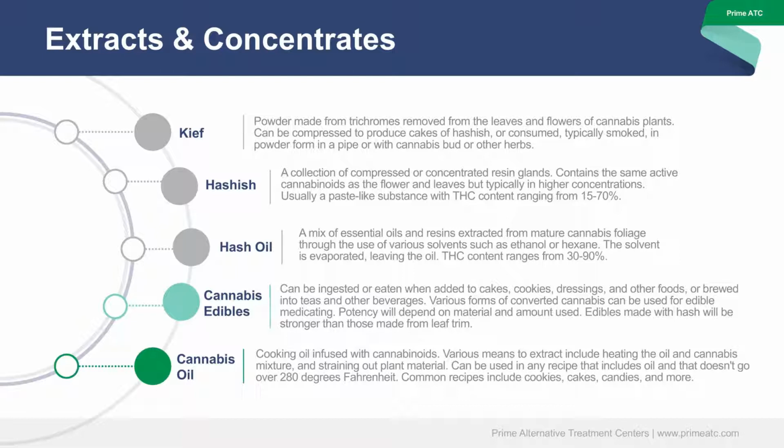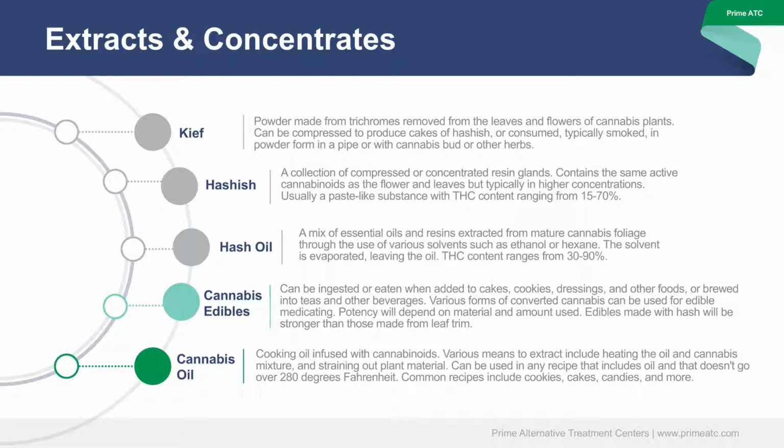Hash oil is a mixture of essential oils and resins extracted from the mature cannabis foliage through the use of various solvents such as ethanol or hexane. The solvent is then evaporated, which leaves the oil. Hash oil tends to have a high proportion of cannabinoids. A range from 30 to 90% THC content can be found.